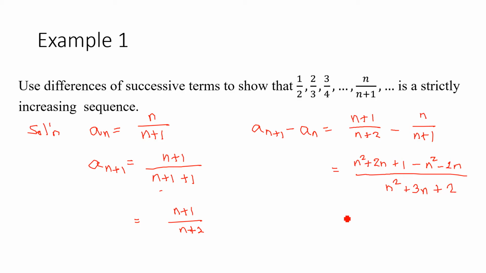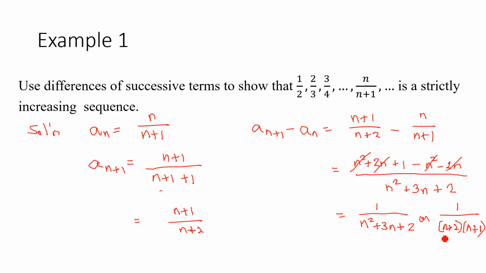Okay, so simplifying, we have, this is cancelled out. What we have is 1 all over n squared plus 3n plus 2. Or you could also write that as 1 over, because the denominator we can write in factored form. So that is n plus 2 times n plus 1.